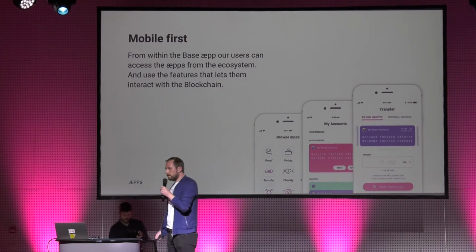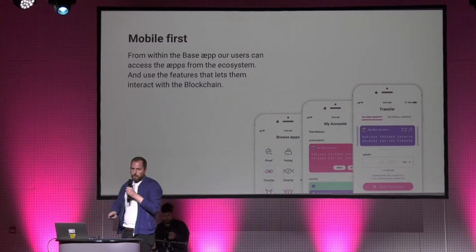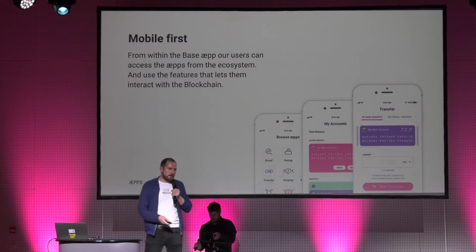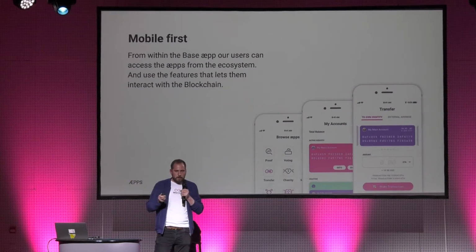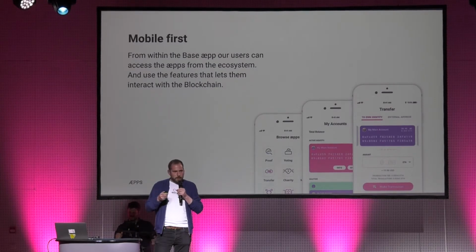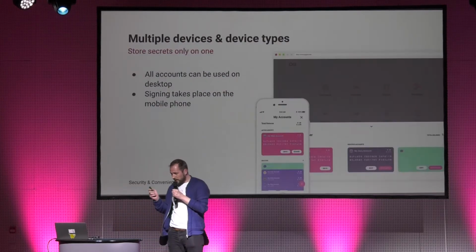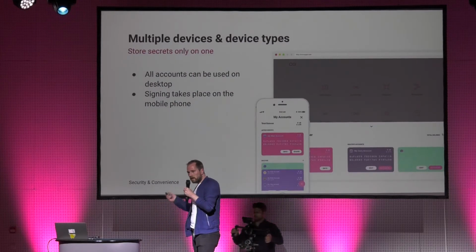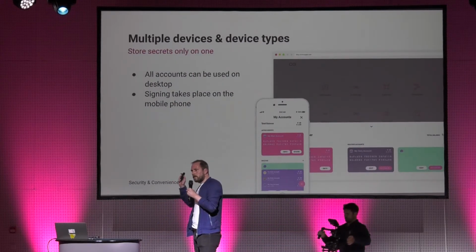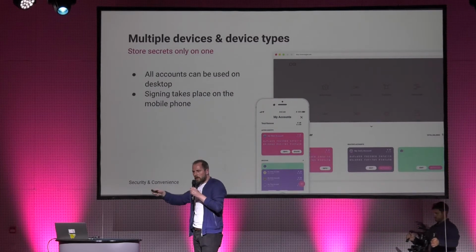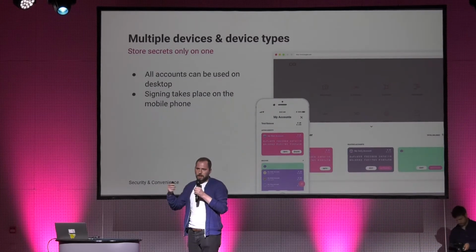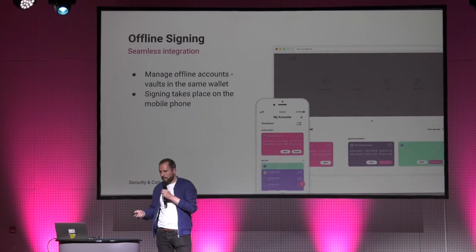First is we have a mobile-first approach. That means your mobile phone is your first device in the æternity ecosystem. This is where your secrets are stored. We don't export them into several devices. They're only in one place. You can use, of course, other devices, but signing requests will always be tunneled through your mobile phone.